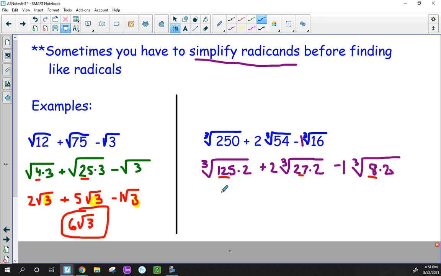The cube root of 125 is 5. 5 will come outside the radical. Don't forget your little index number, cube root of 2. You'll drop your middle term down, so plus 2. And then the cube root of 27 is 3. Where there's already a 2 out in front, please remember to multiply those together. You'll drop your index number down and your 2. Last term, minus 1. The cube root of 8 is 2. The 2 will come outside, and the cube root of 2 will stay.